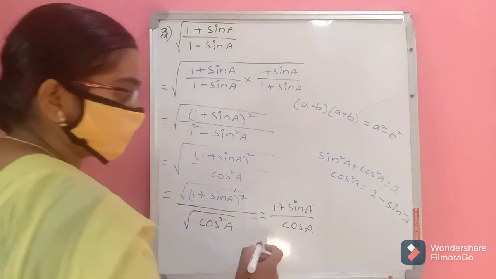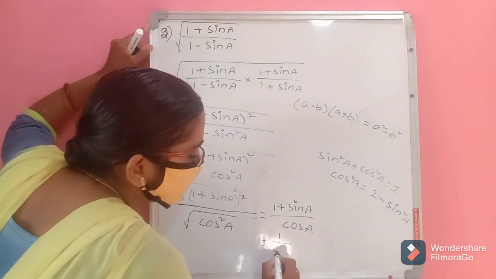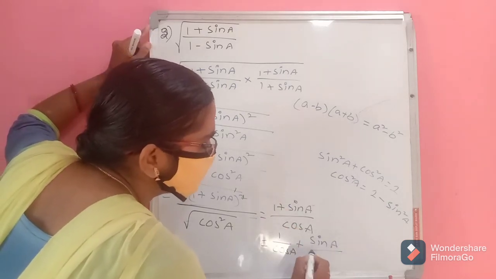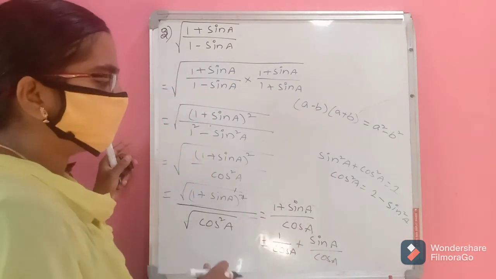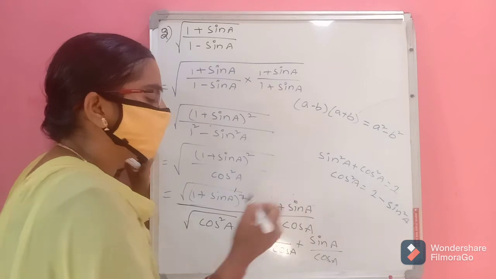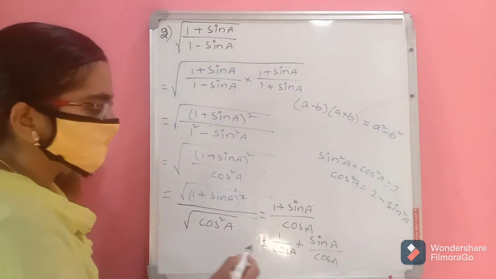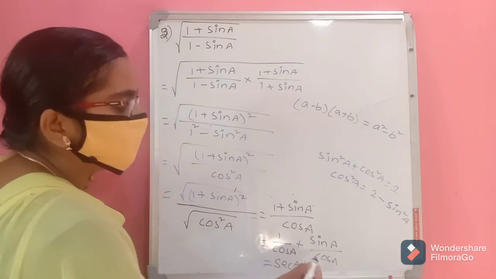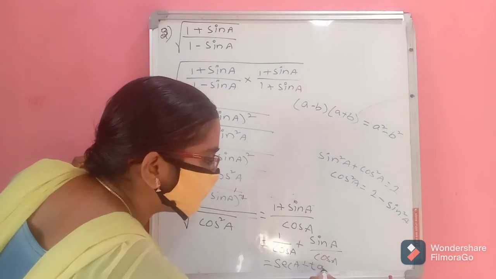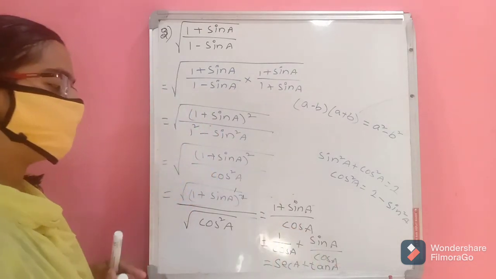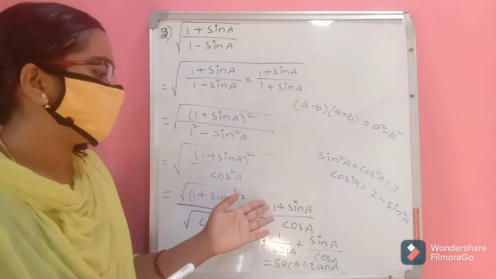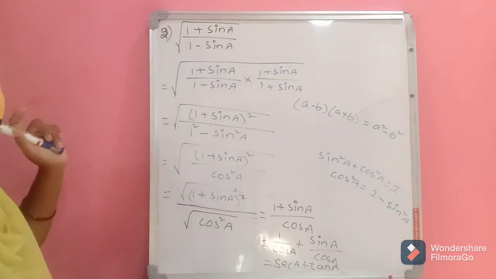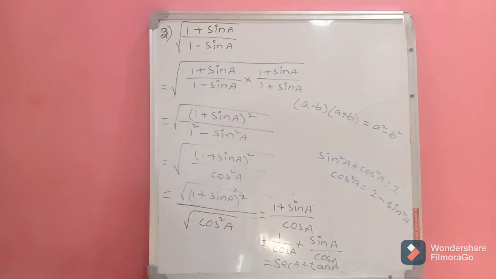Again we can simplify this more. I am writing 1 by cos a plus sin a by cos a, distributing the denominator over the numerator terms 1 and sin a. 1 by cos, the reciprocal of cos, is sec a, and sin a by cos a is tan a. So its value is sec a plus tan a. In exams you may have this option or the earlier one, whatever option you have, go through that. So root of (1 plus sin a by 1 minus sin a) is sec a plus tan a.